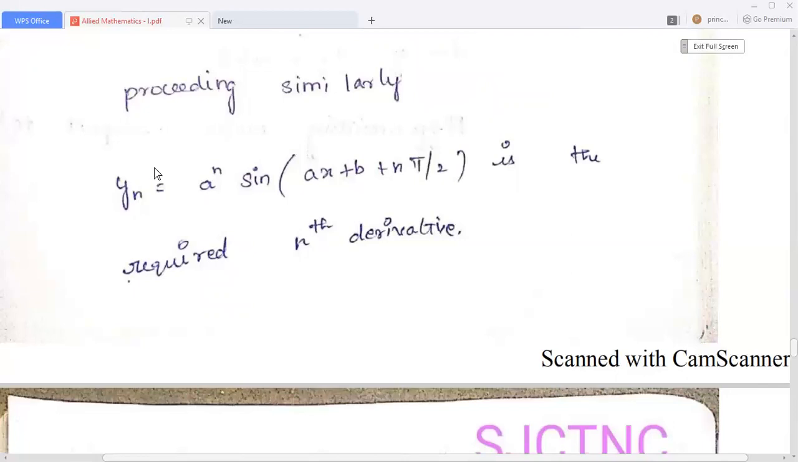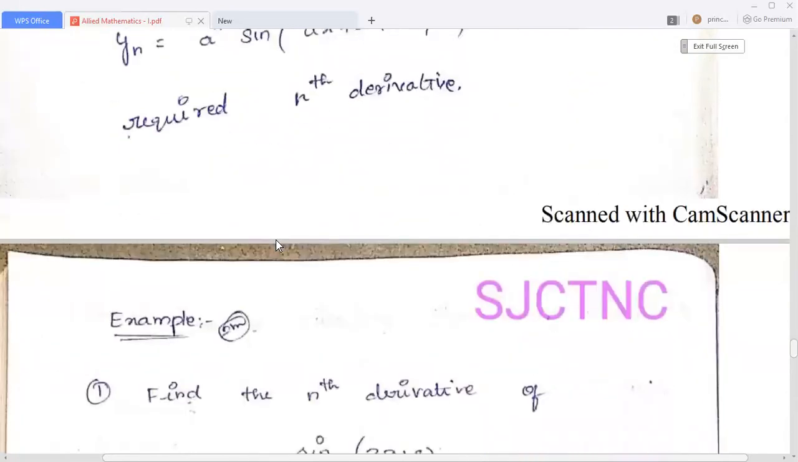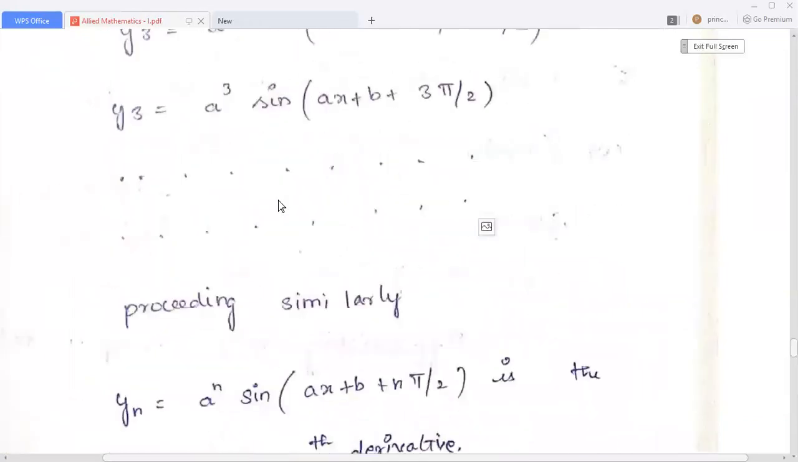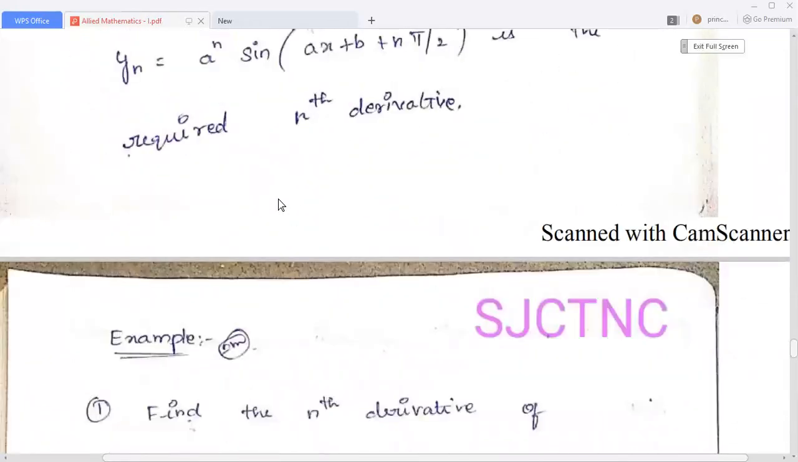If we have fifth derivative, here we have 5 into pi by 2. If we have sixth derivative, here we have 6 into pi by 2. Now we find the nth derivative. Therefore, in this case, we have n into pi by 2. Therefore, yn equal to a power n into sine of ax plus b plus n pi by 2 is the required nth derivative. Hereafter, this can be used as a formula for finding nth derivative of sine of ax plus b.